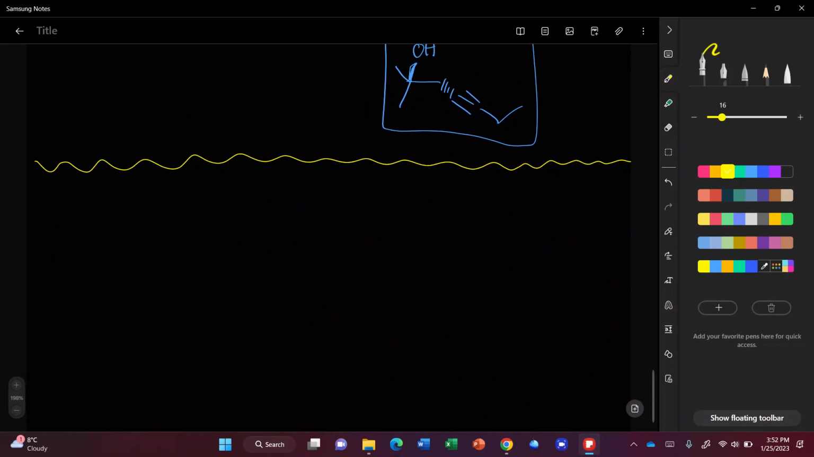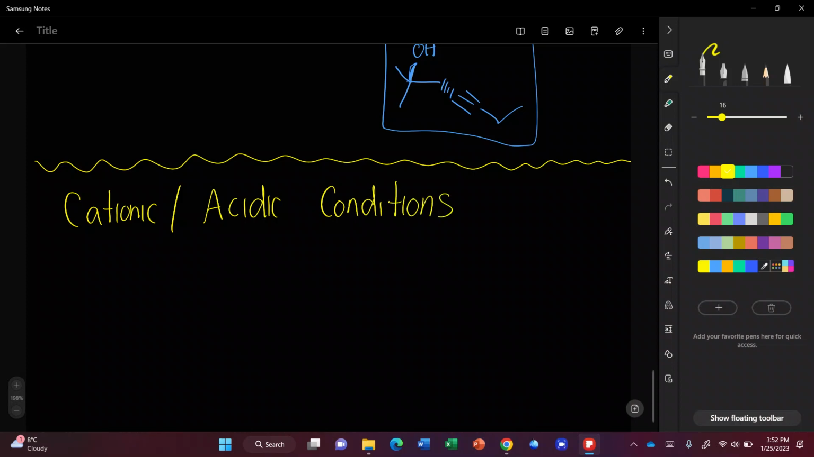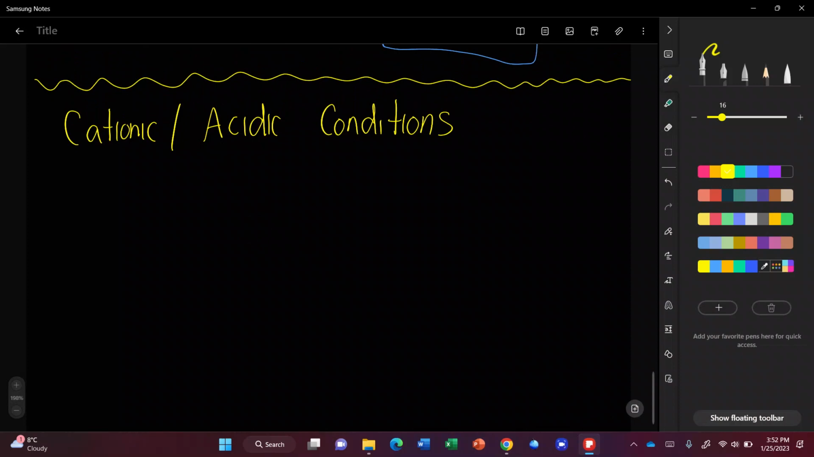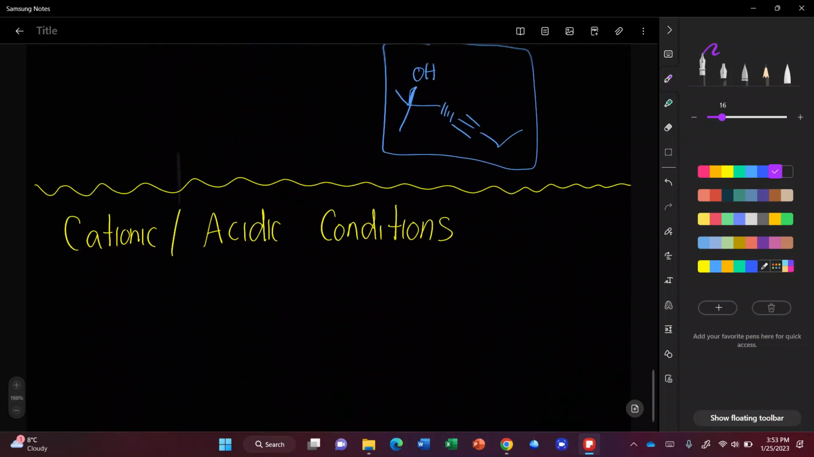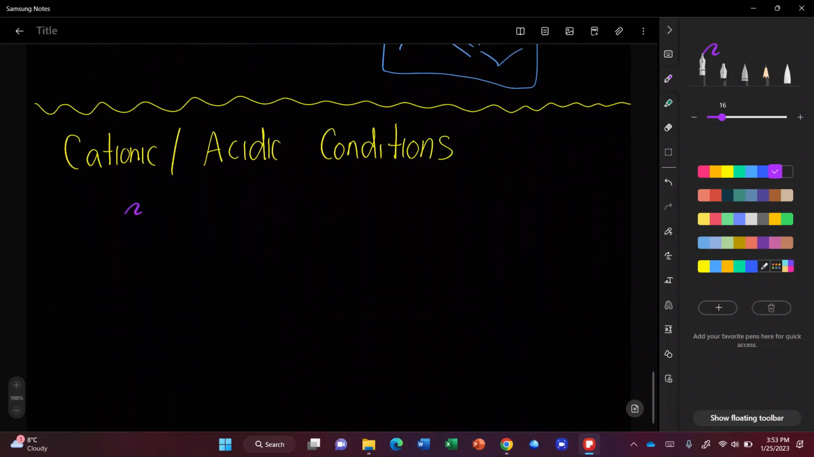So now let's talk about when you are under cationic or acidic conditions. The mechanism is going to be a little bit different, and the regiochemistry is going to be different, and we're going to talk about that. So before, when we were looking at this, I don't want it to freeze on me again.